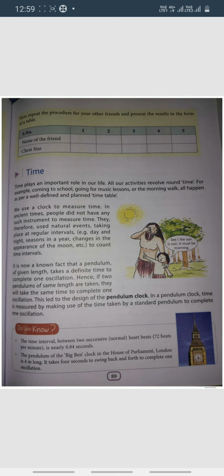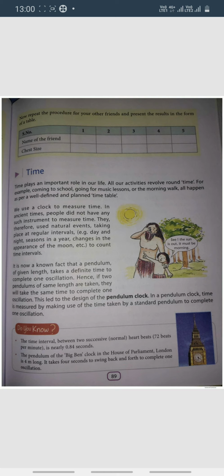A swing moves forward, then goes backward and then comes back to its position again. This type of movement is known as oscillation. So in a pendulum clock, the pendulum moves like this. This is oscillation, and the oscillation always occurs for a given length. If there are two pendulums of the same length, then the oscillation timing will also be the same. On this basis, humans invented the pendulum clock.